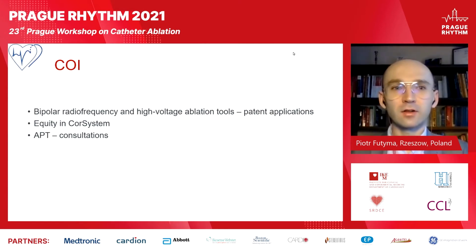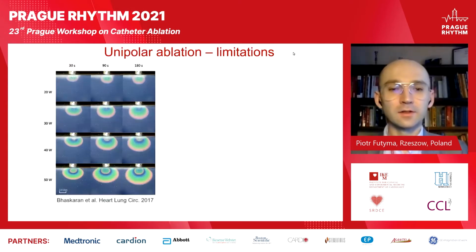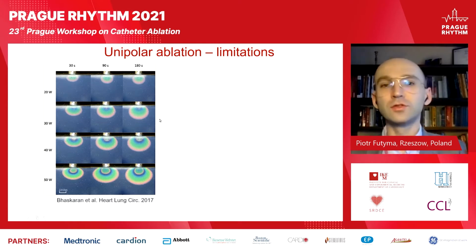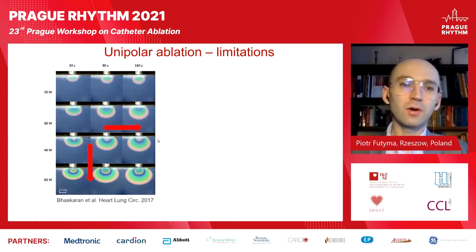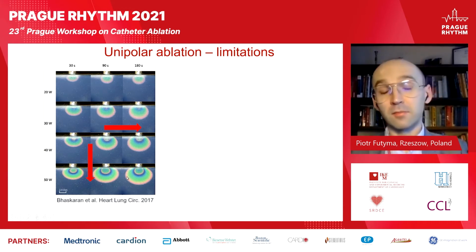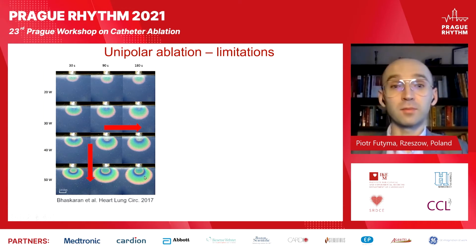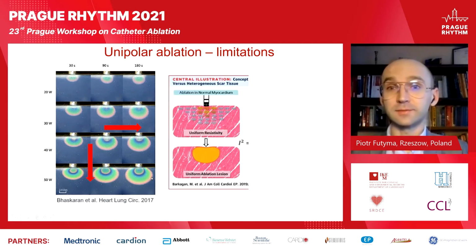This is my conflict. So, as we all know, if we want to target deeper substrates, we basically have 2 options when we want to use unipolar ablation. We can extend lesion duration or we can up-titrate powers. As we know, at some point there is not much gain, but at some energy levels, the risk of steam pop can increase.